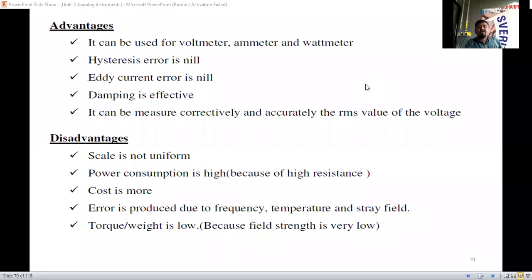Torque to weight ratio is low because the field strength is very low here. These two are the main disadvantages of this instrument. So that was the PMMC instrument, advantages and disadvantages.